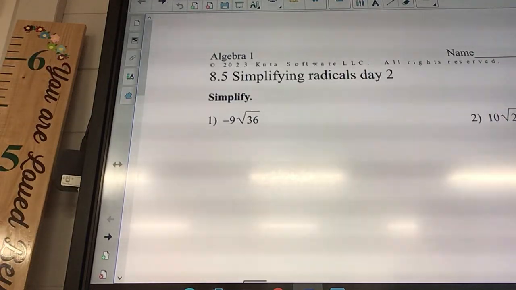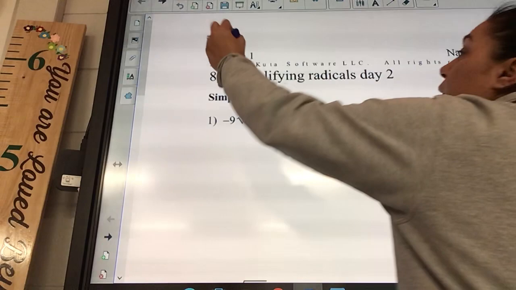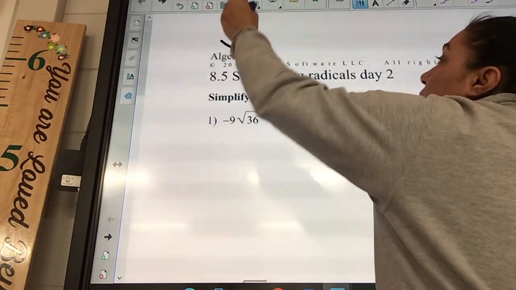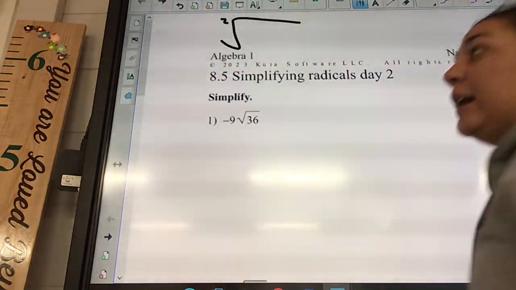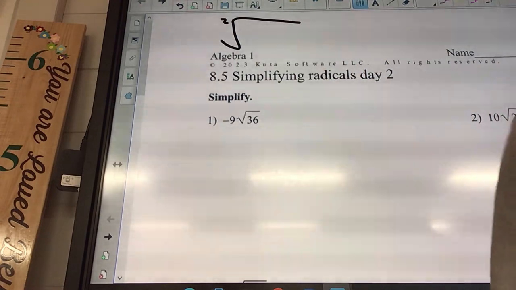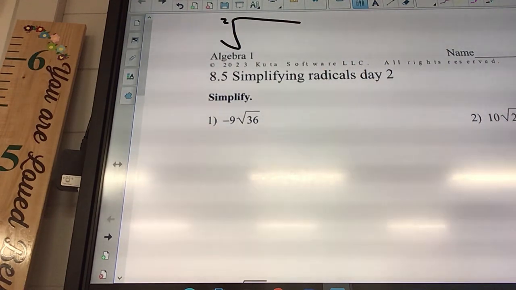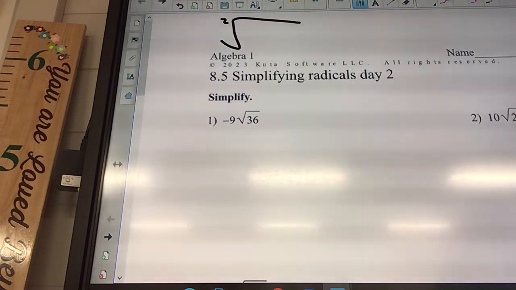If there's no number on the outside, what number is it? The 2. Okay, so all radicals, if they look like this, there's really a 2 there. Otherwise, there would be a number there. So if there's a 3, we're pulling stuff out. We would need 3 5s to be in a group. If there's a 2, we're going in groups of 2, and so on.